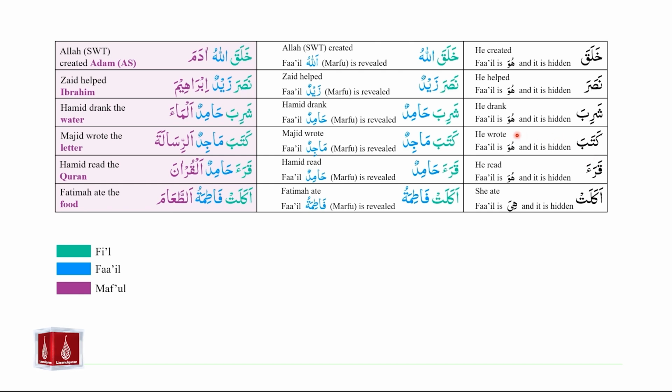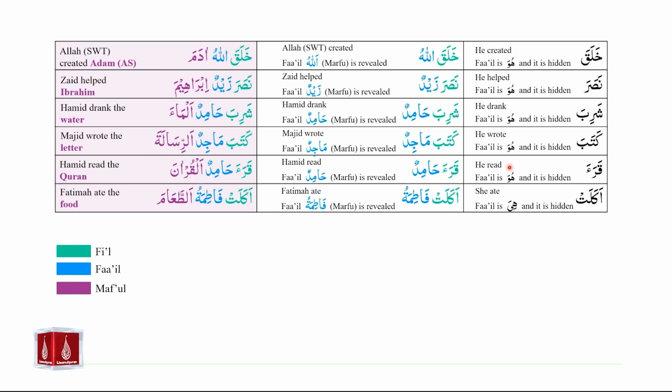Kataba, he wrote. Kataba Majidun, Majid wrote. In this example, Majidun is marfu and Majidun is the fa'il. Kataba Majidun ar-risalata. Majid wrote the letter. In continuation, we will read this as Kataba Majidu nir-risalata.